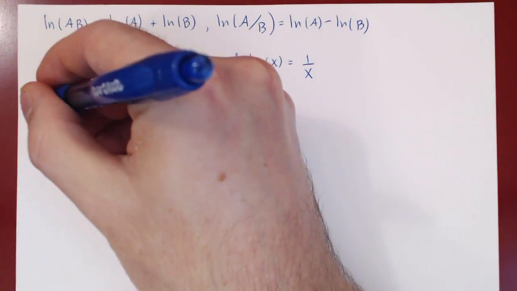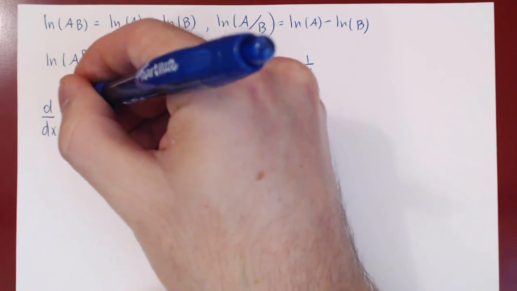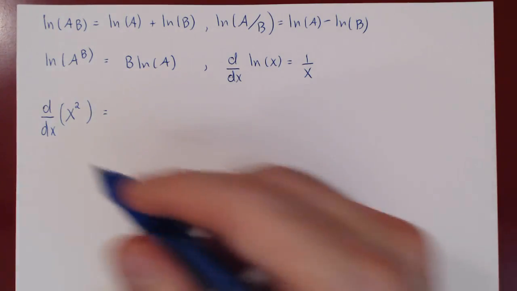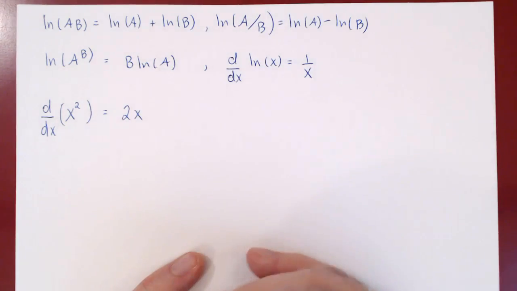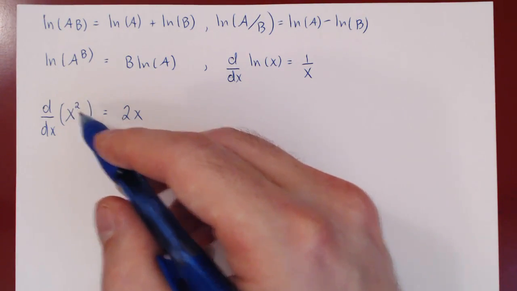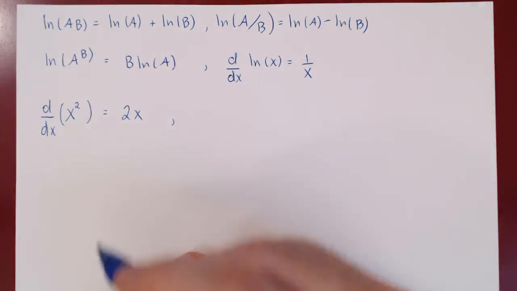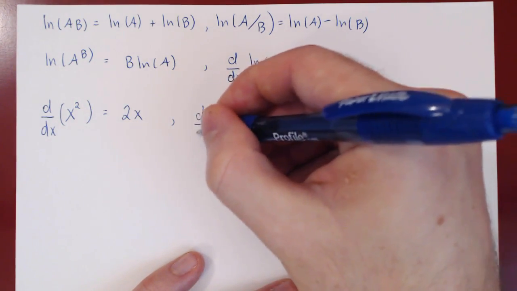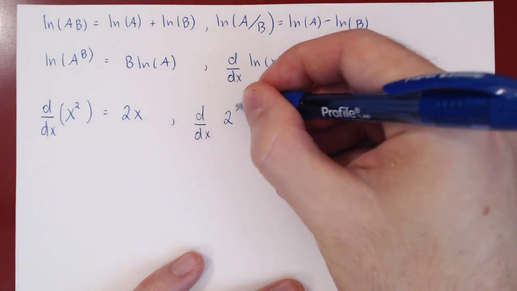What if I ask you for the derivative of the power function x squared? Well, this is the simple power rule. The derivative of x squared is 2x. And we're done. So if you raise x to a fixed constant, the derivative is easily found with the power rule. What if we now flip the role of 2 and x? And what if we ask for the derivative of now the exponential function 2 to the x?